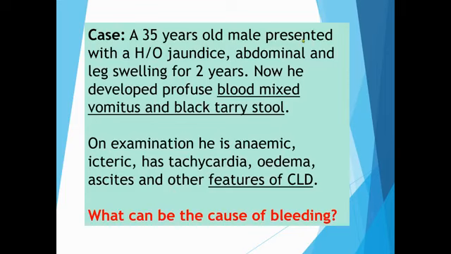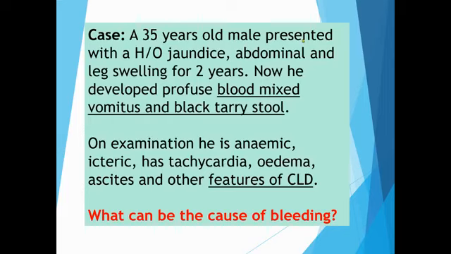A 30 years old male presented with history of jaundice. He has abdominal and leg swelling for last 2 years. Now he developed profuse blood mixed vomitus and black tarry stool. On examination, he is anemic, he is icteric, he has tachycardia, edema, ascites, and other features of chronic liver disease. What can be the cause of this bleeding?